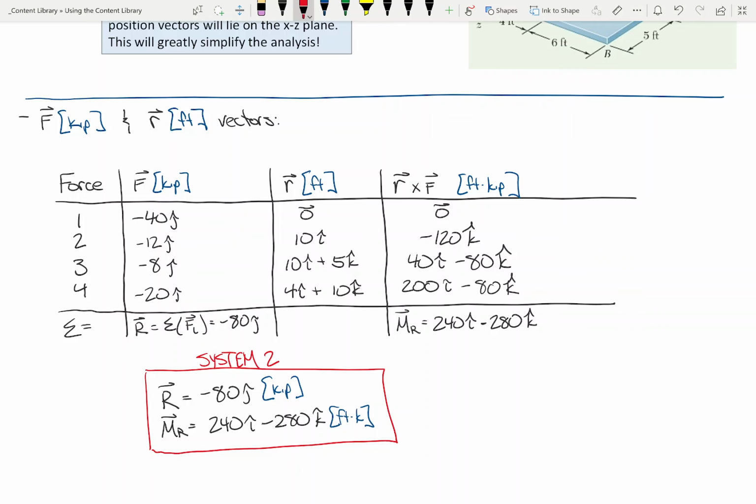But that's not really what the problem asked. What the problem asked is, where would I place R to generate the same moment? Okay? Everybody make sense? Okay, all right, so let's answer that question.